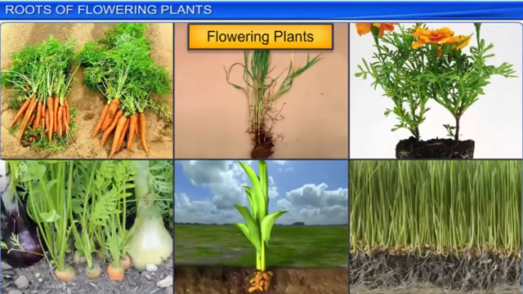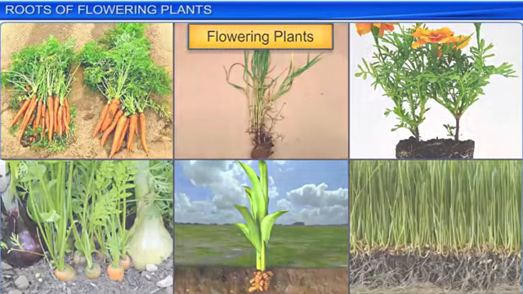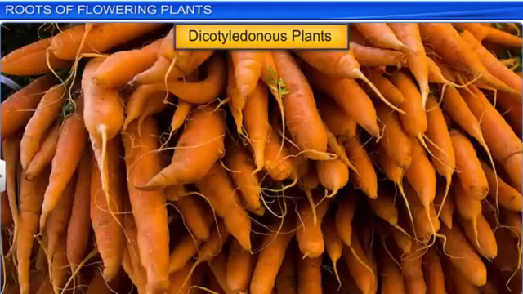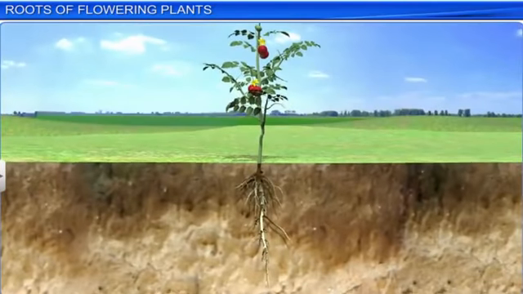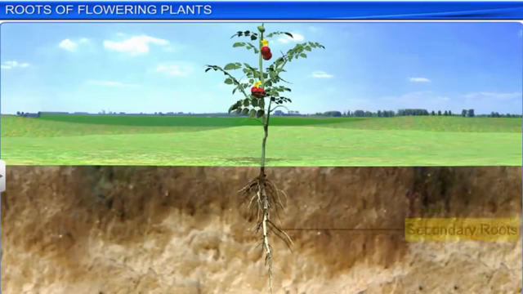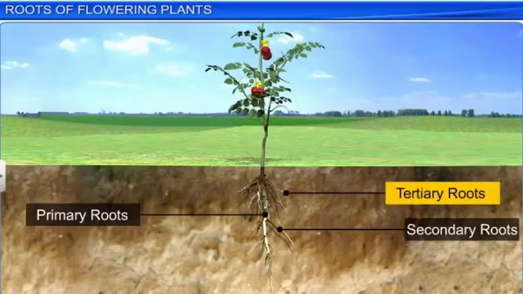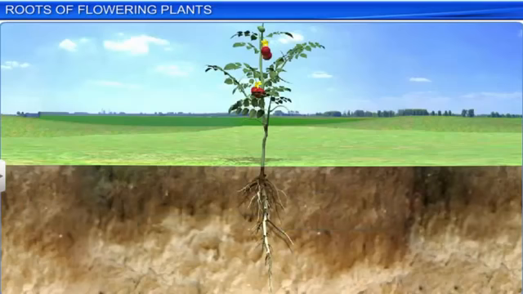There are various kinds of roots in flowering plants. In dicotyledonous plants like mustard, radish and carrot, the embryonic root or radicle grows into the soil to form the primary root. Multiple lateral roots, called secondary roots, emerge from the primary root. These secondary roots further branch into tertiary roots. The primary root, along with its branches, forms the taproot system.